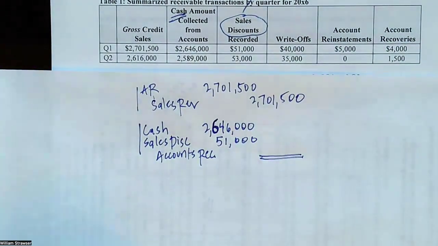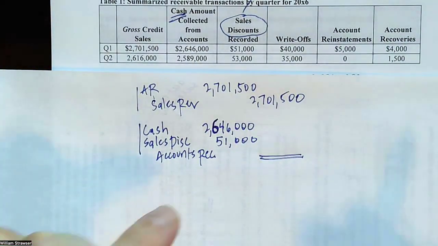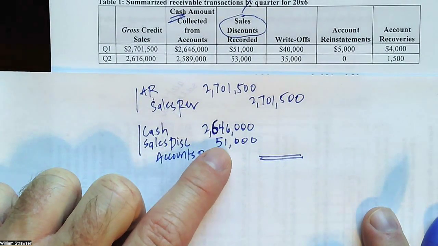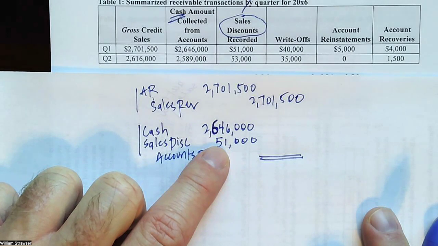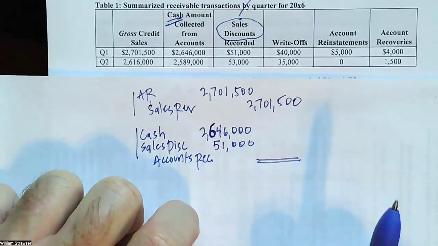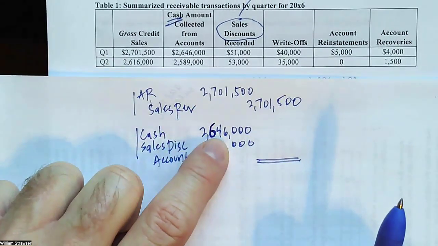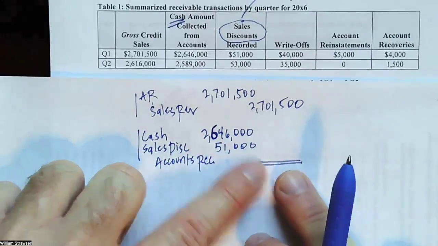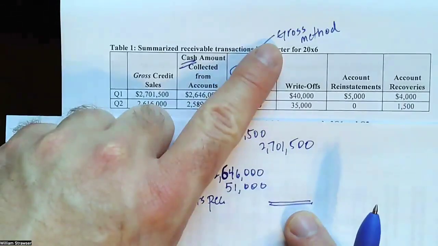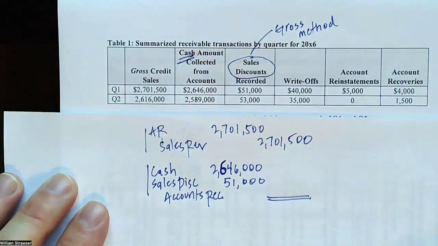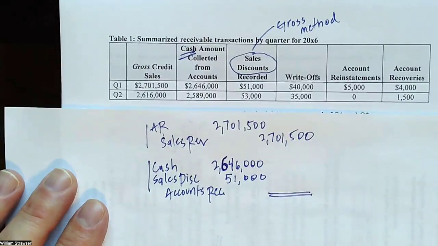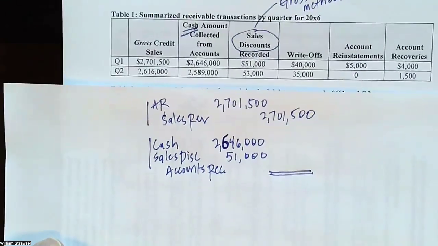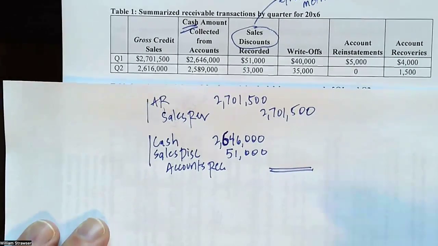And why is that? Again, refresh yourself on that idea. My customers paid 51,000 less cash than the receivables that were settled because they're paying with discount and the receivables are being recorded under the gross method. The rest, account restatements, write-offs, account recoveries, I hope those transactions should be pretty straightforward for you.